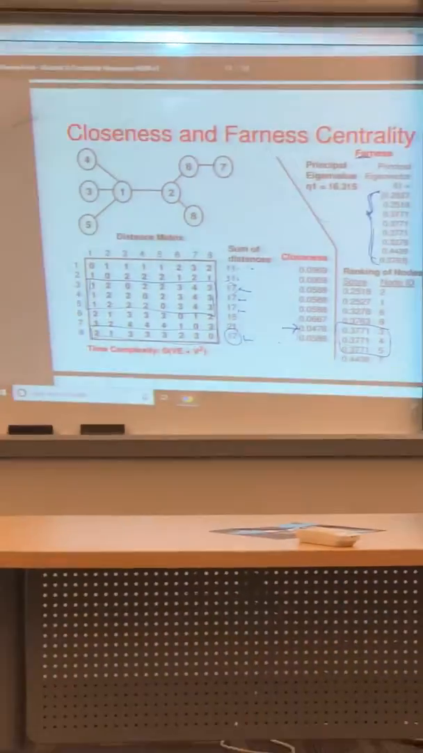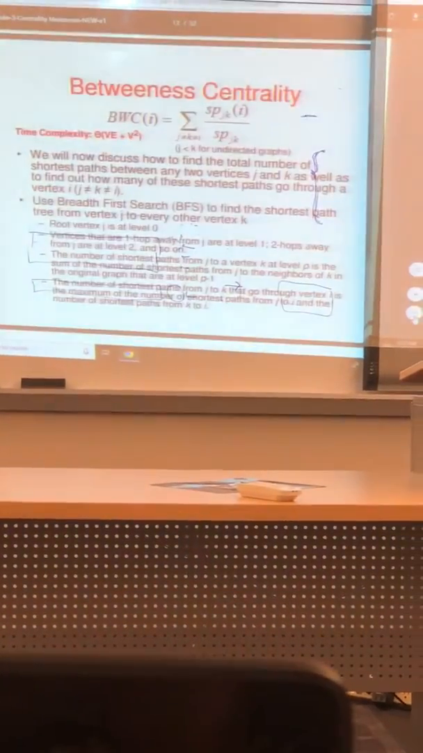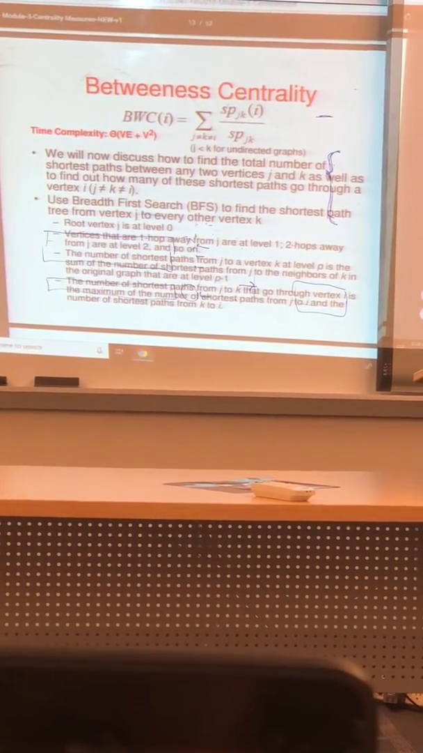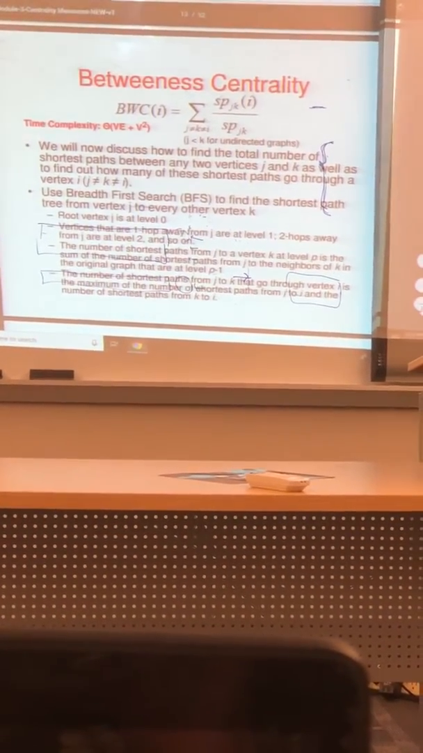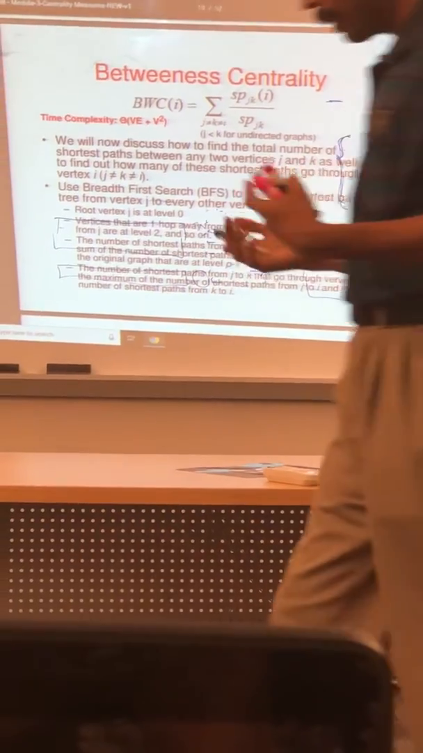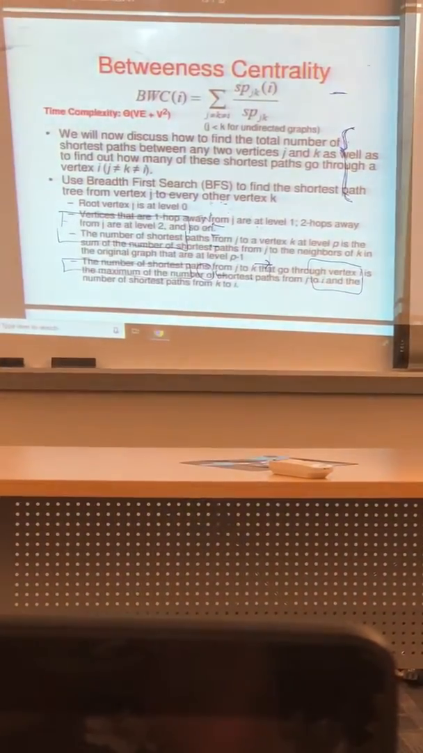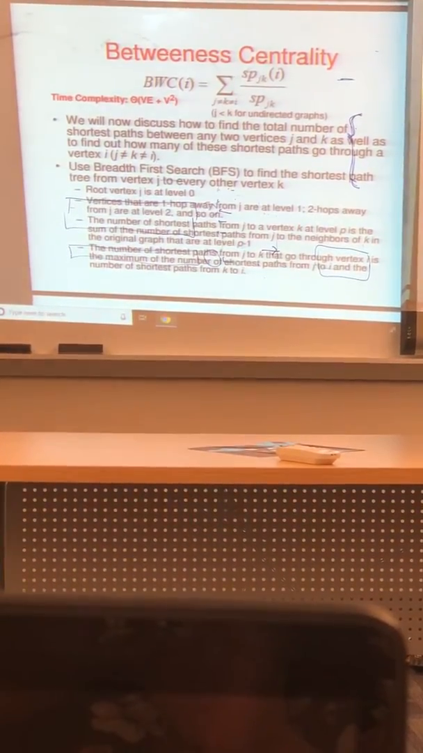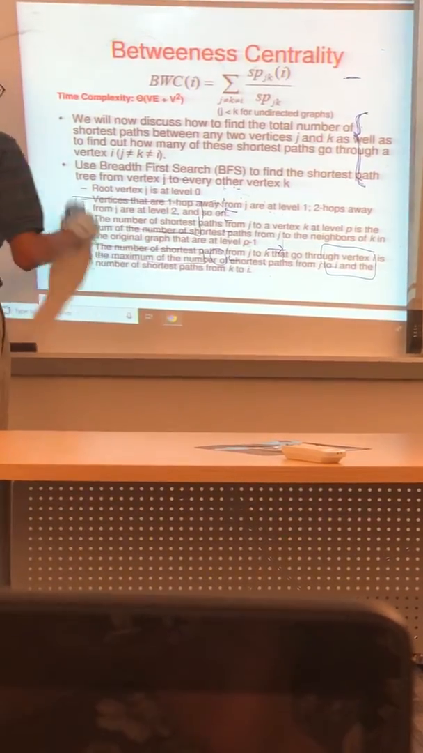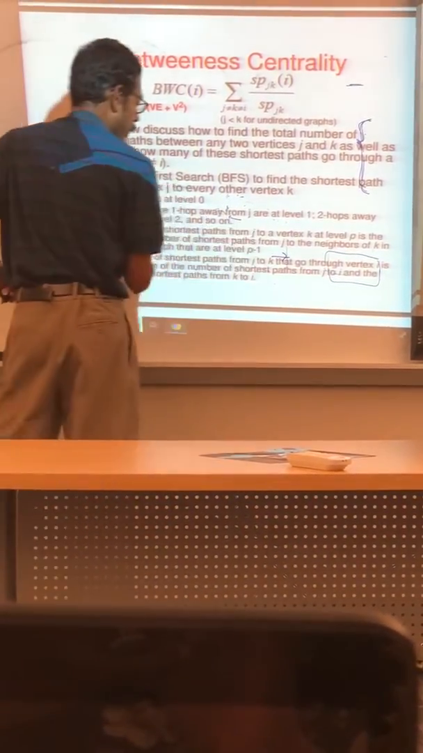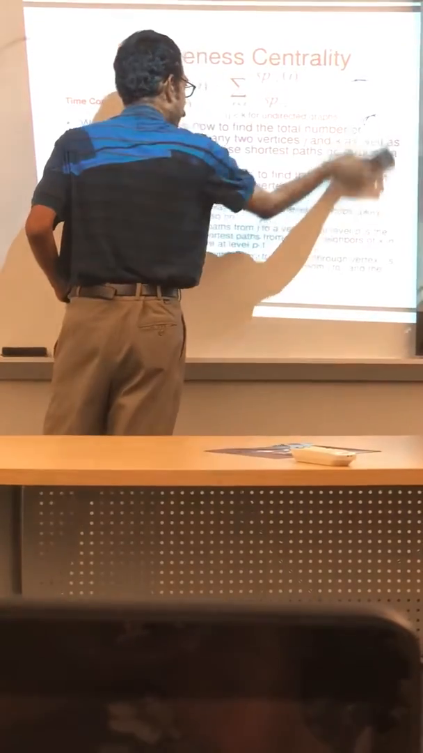Okay, is that clear? That's the closeness centrality and this variation called farness centrality based on the principal eigenvector of the distance matrix. Now let us go through betweenness centrality. This is probably the most important centrality measure used in complex network analysis. It captures the importance of a vertex for shortest path communication.